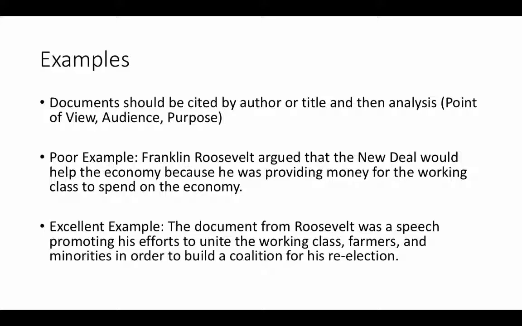The document from Roosevelt was a speech promoting his efforts to unite the working class, farmers, and minorities in order to build a coalition for his reelection. Now, how do I know that this is analysis? The word promoting is what tells me this. So that gives me the purpose of what he's after. And that's really what I want my students to get into the habit of doing, is use those kinds of verbs that will force them into doing point of view, audience, or purpose. And in this particular case, it's a good example of how he's doing an action. It's promoting. It's not what he's saying, it's what he's promoting.